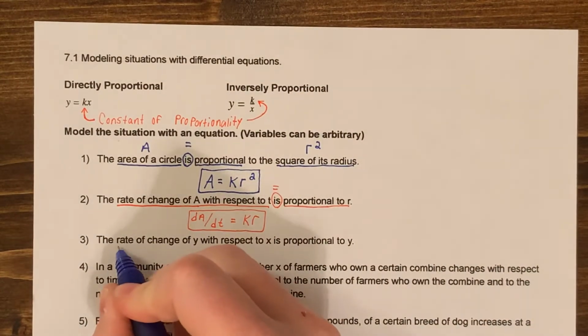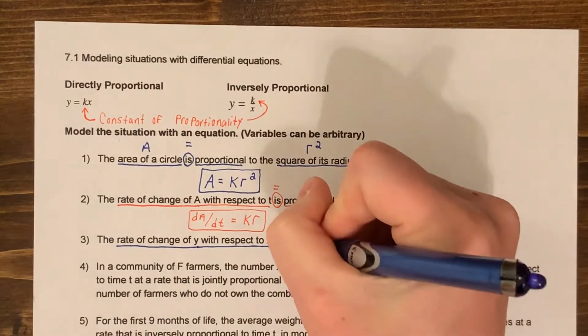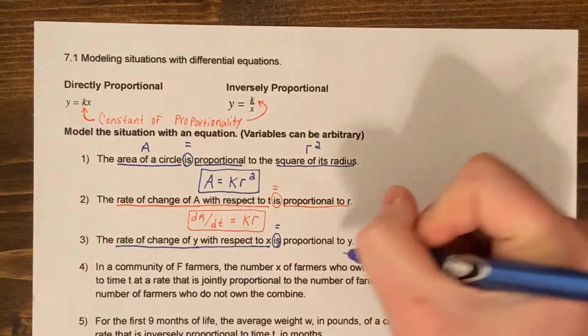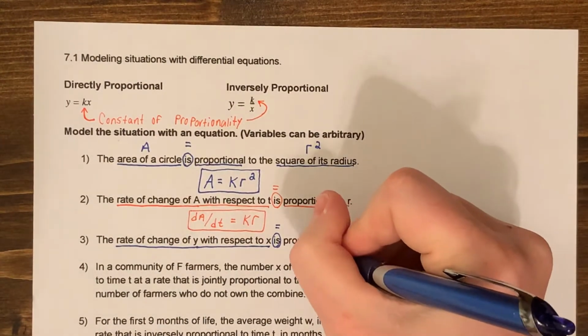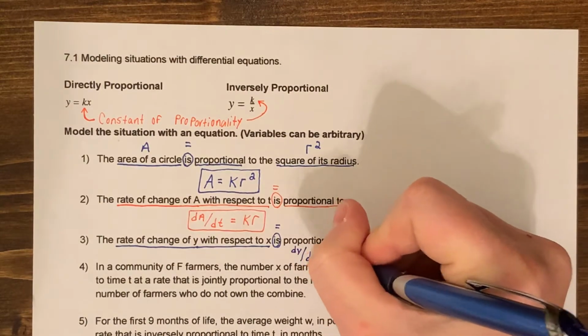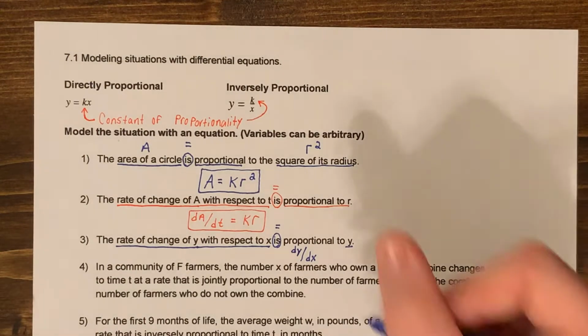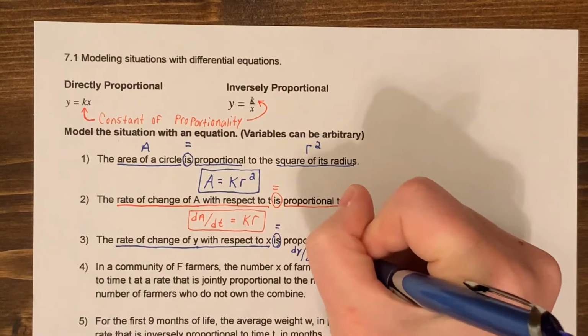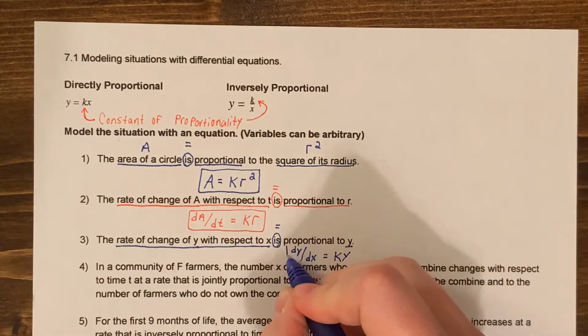All right, next one. The rate of change of y with respect to x is proportional to y. So rate of change, so that means we're going to do dy/dx. You need to pay attention to what it is with respect to. So dy/dx is proportional to y. So k times y.